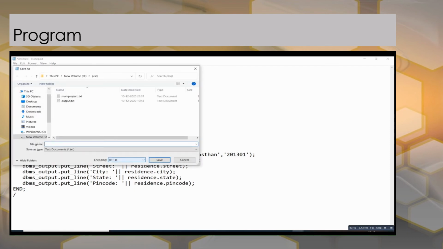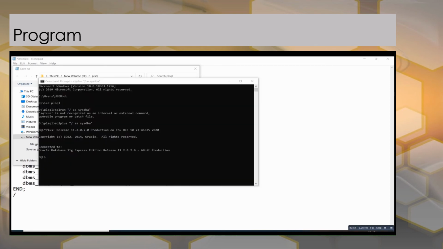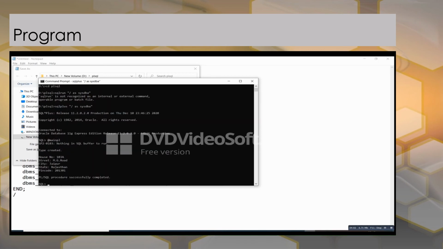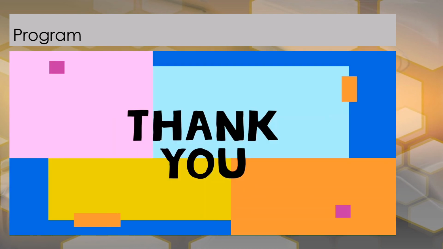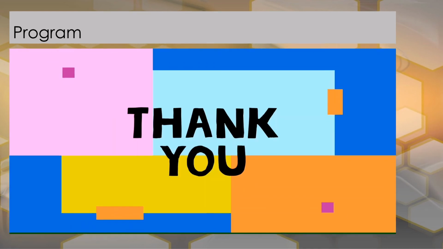Now we'll simply name it as main.pl.sql, and let's open the command prompt where we'll initiate SQL*Plus, and yes, okay, so SQL*Plus has been initiated. Now giving the at-sign and the file name, which is main. Now we have got the house number.